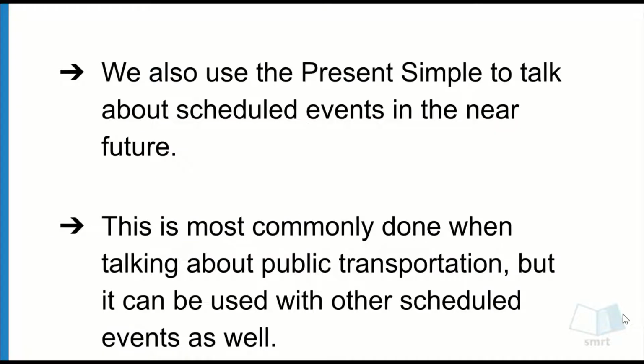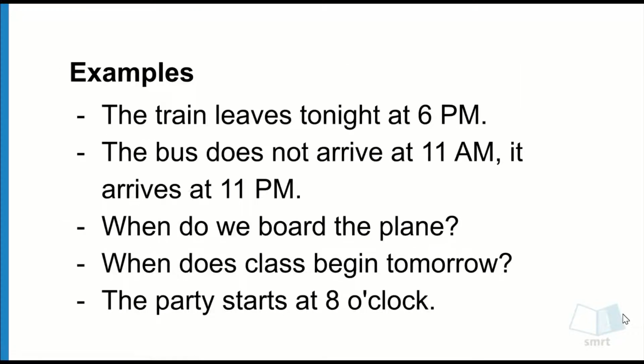We also use the present simple to talk about scheduled events in the near future. This is most commonly done when talking about public transportation, but it can be used with other scheduled events as well. For example, the train leaves tonight at 6 p.m. The bus does not arrive at 11 a.m. It arrives at 11 p.m. When do we board the plane? When does class begin tomorrow? The party starts at 8 o'clock.